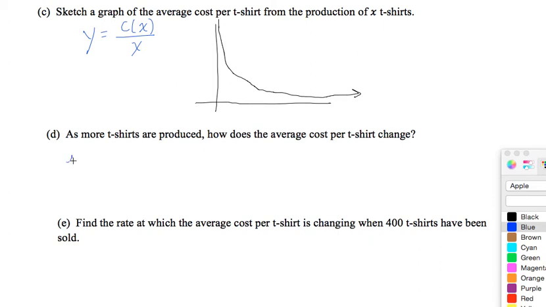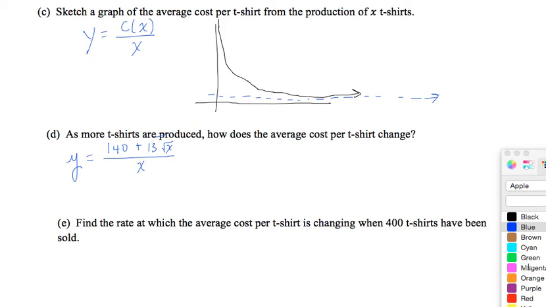So the average cost per shirt, let's write it out. C of x is 140 plus 13 times the square root of x, all over x. As you can see, as this goes out, there is a horizontal asymptote there. It's not going to approach 0. The average cost per shirt is never going to approach 0, but it's going to get pretty small.